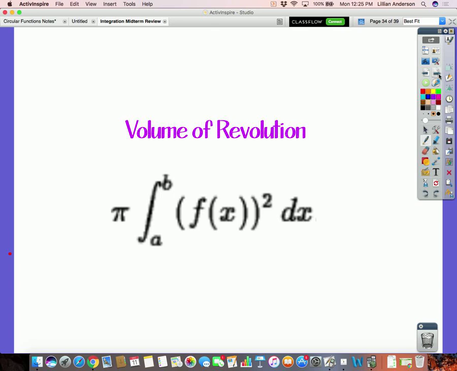Volume of revolution, this was another one. If it asks you to find the volume, the formulas are in your reference booklet, you pretty much just plug in. A lot of y'all, back in the day, you forgot about the pi. So do not forget about the pi. But it still works the same way. Square your function, take the antiderivative, plug in your bounds, multiply by pi.